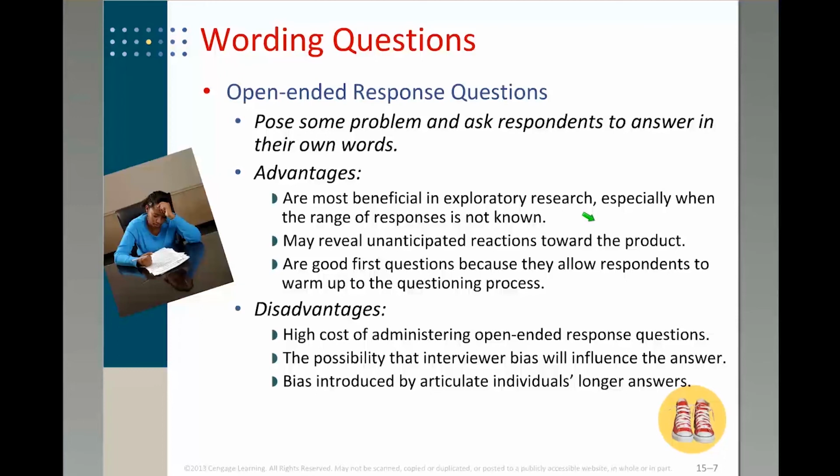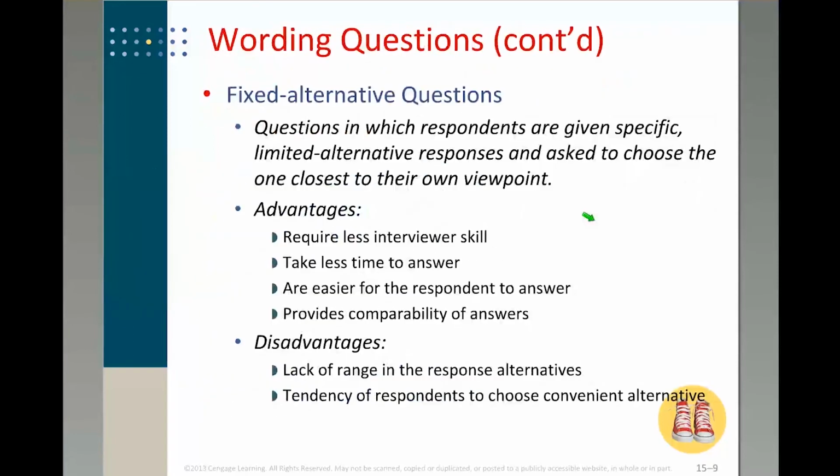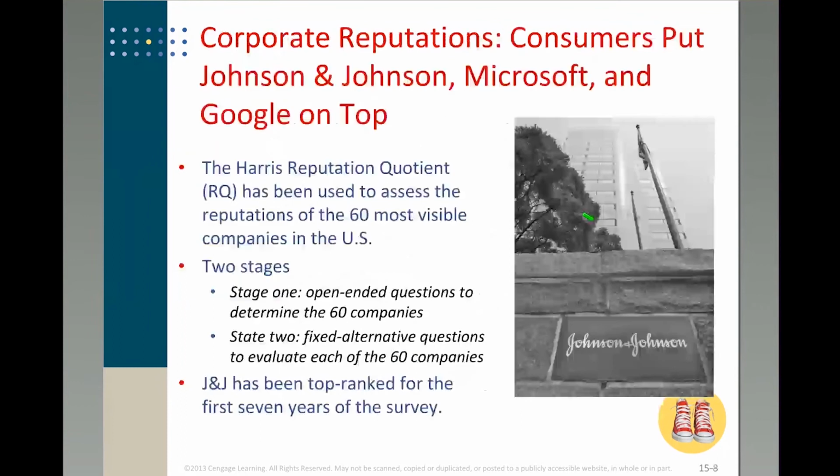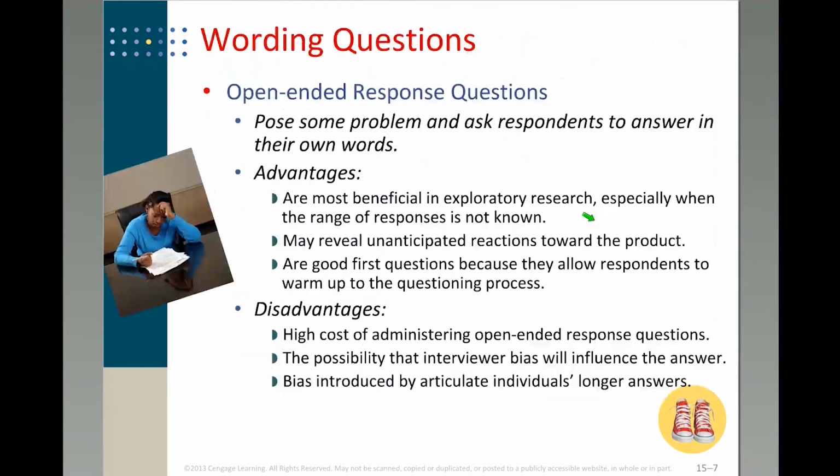Broadly speaking, there are two types of questions. One is called open-ended response questions, and the other is called fixed alternative questions, or basically just multiple choice questions. Open-ended questions are almost like short answer or fill in the blank. Both types of questions have their pros and cons.